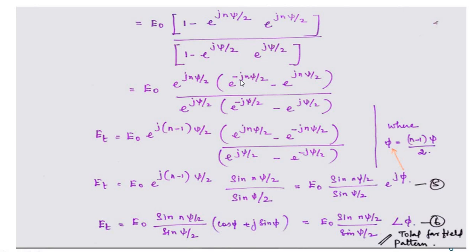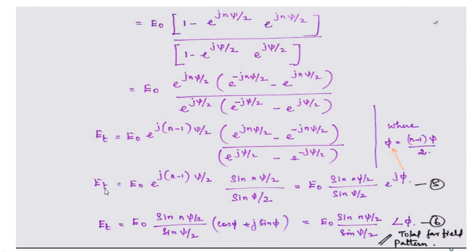Now within the bracket we have e power j n psi by 2 minus e power minus j n psi by 2. This is nothing but sin n psi by 2. So it is like e power j theta minus e power minus j theta by 2, that is sin theta, right? So we are going to replace these terms by sin n psi by 2 by sin psi by 2, and here we have to simplify these two expressions.